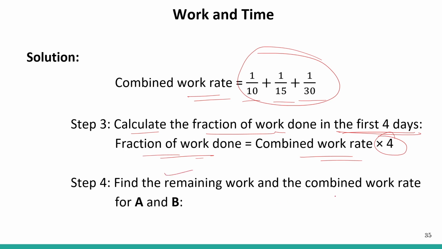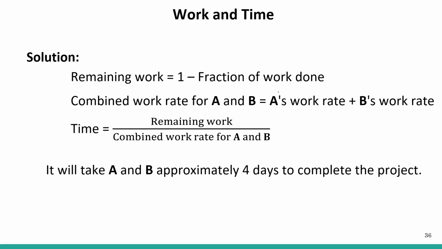Then we find the remaining work and the combined work rate of A and B. The fraction of work done is equal to 1 by 5 into 4, which is 4 by 5, right? So the remaining work is 1 minus 4 by 5, which is 1 by 5. This much amount of work is remaining. The combined work rate of A and B is 1 by 10 plus 1 by 15, which became 1 by 6.